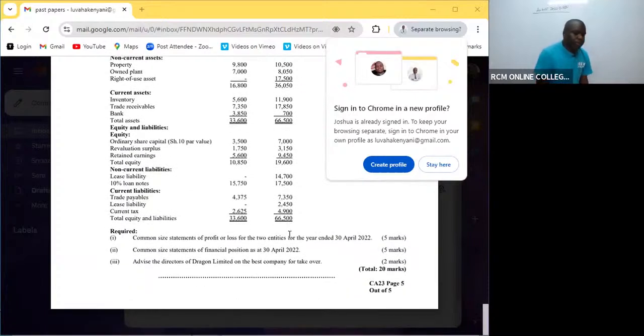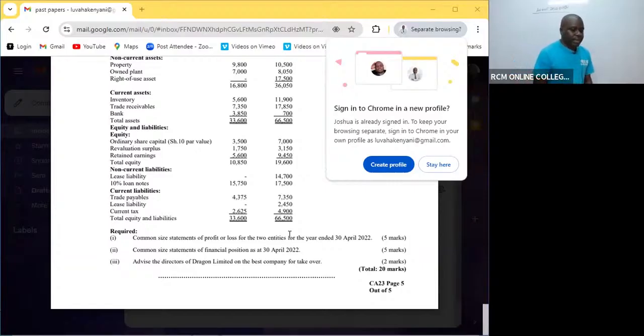So required number one, a common size statement of profit or loss for the two entities for the year ended 30th of April 2022. Then a common size statement of financial position for the two, that is 30th of April 2022.